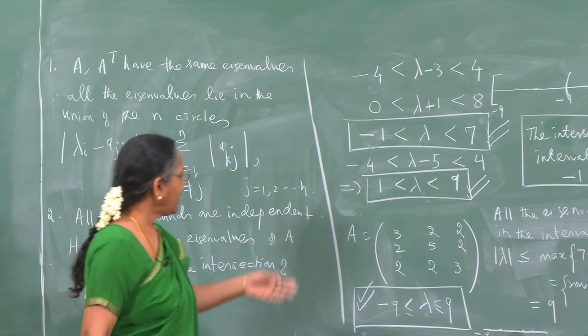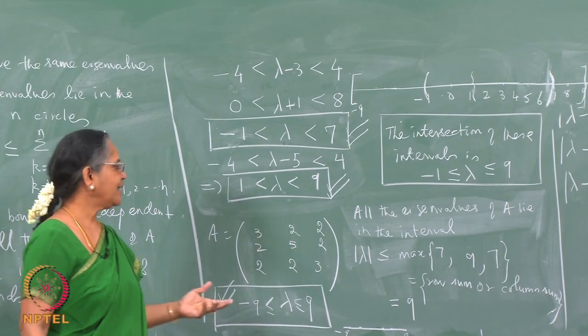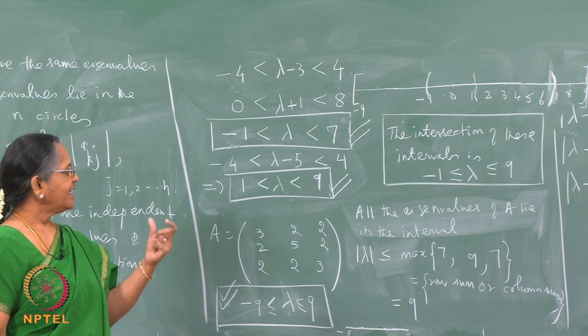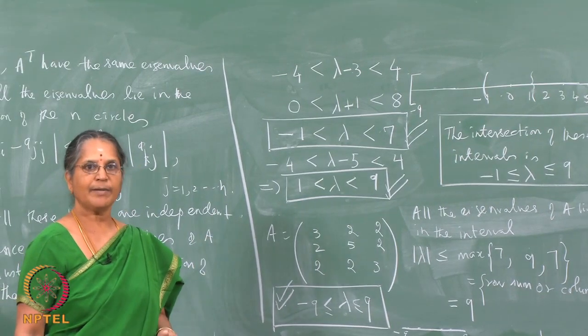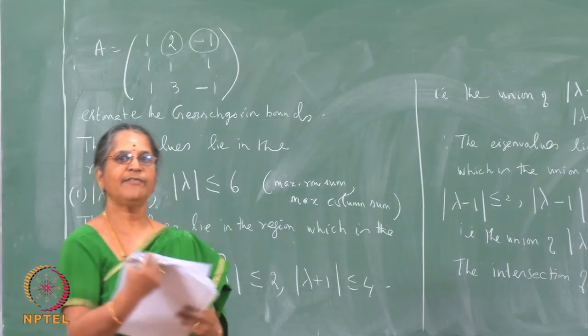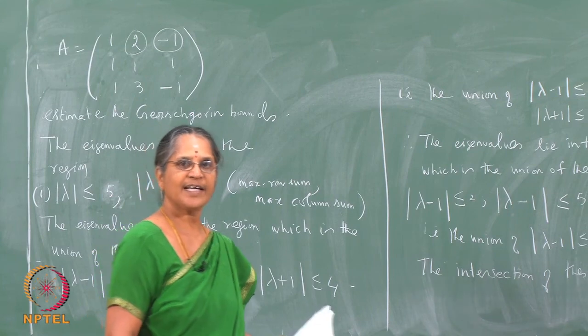So, if the given matrix A is a real symmetric matrix, then you can find an interval within which all the eigenvalues of the given matrix lie. And I will include more problems on Gershgorin's bounds in the assignment sheets.